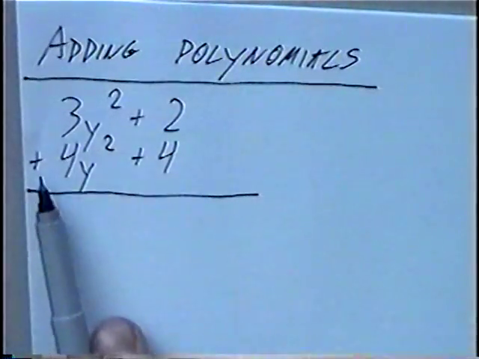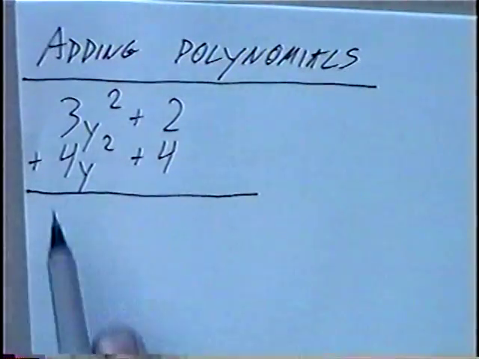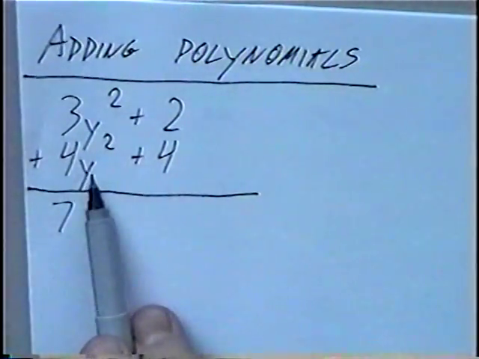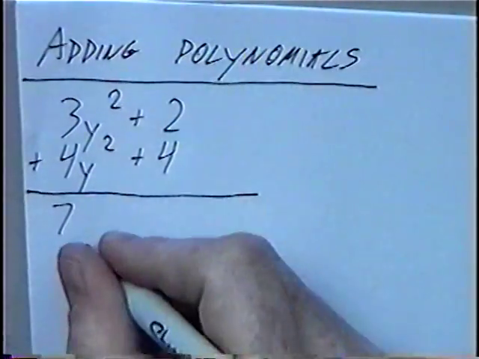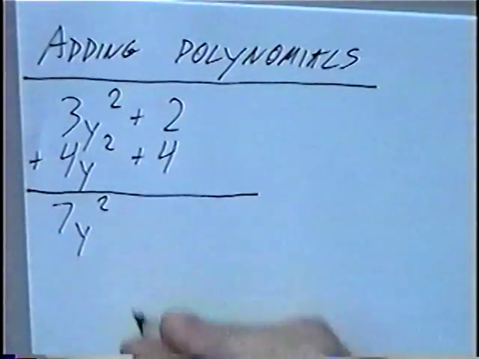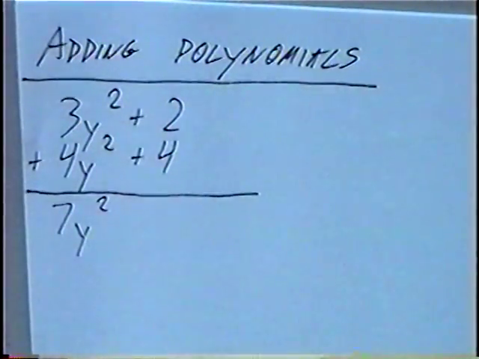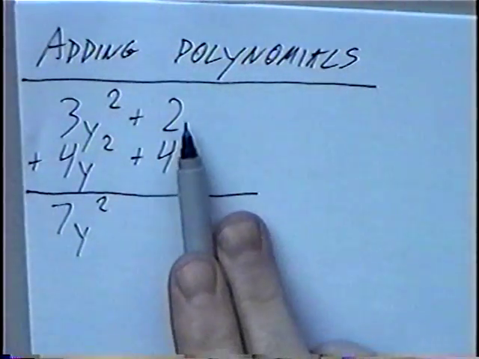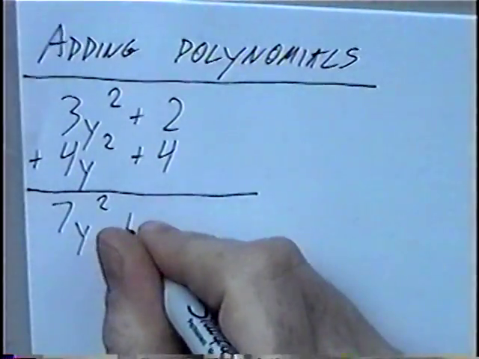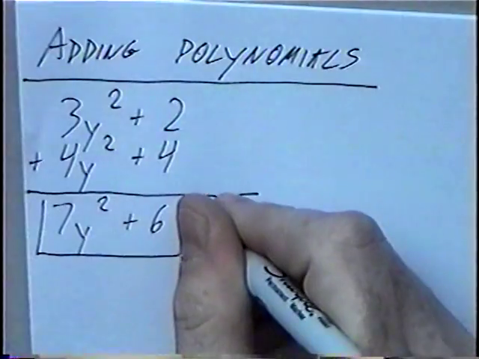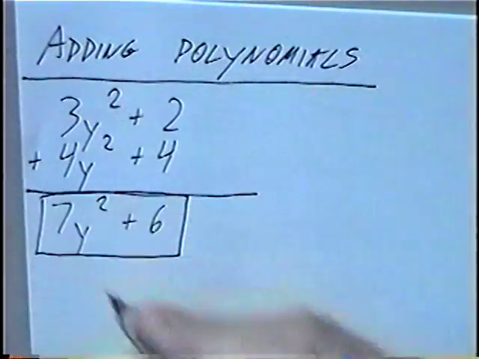If we have 3y squared plus 4y squared, 3 plus 4 would be 7. And when you add similar variables or like variables, y squared would stay the same. So 3y squared plus 4y squared is 7y squared. And last part, 2 plus 4 would be 6. So our final answer is 7y squared plus 6.